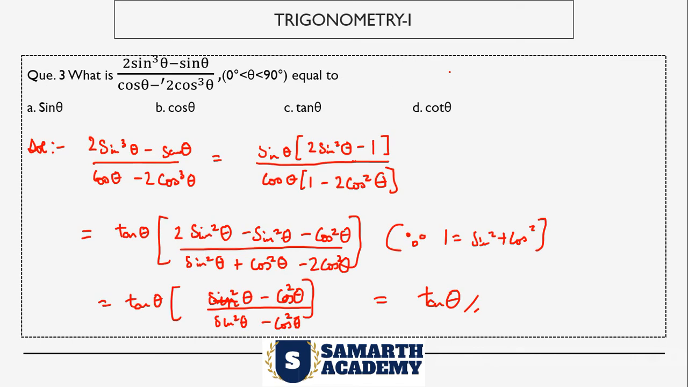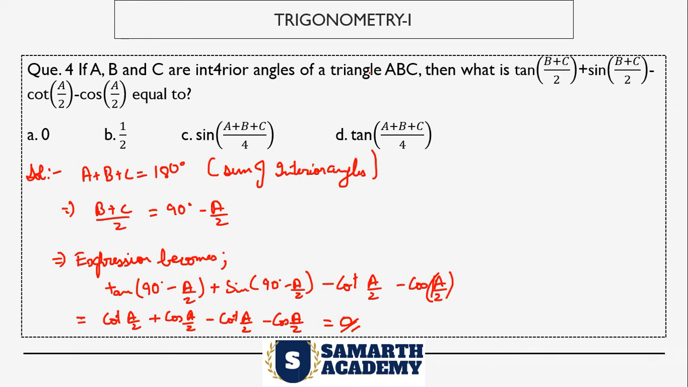Option D. What is 2 sine cube minus sine upon cos minus 2 cos cube? Simplifying the expression, we get sine by cos into 2 sine square minus 1 over 1 minus 2 cos square. Now if we substitute 1 as sine square plus cos square, we get sine theta minus cos theta, and here sine square minus cos square. So we can cut this whole thing up, and outside the bracket we get sine by cos, which is tan. So option C.